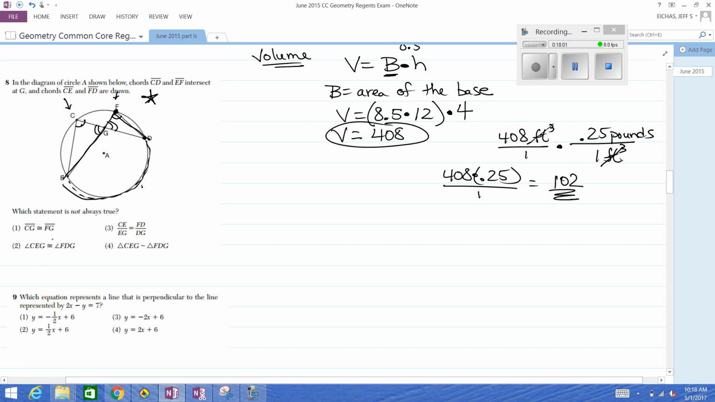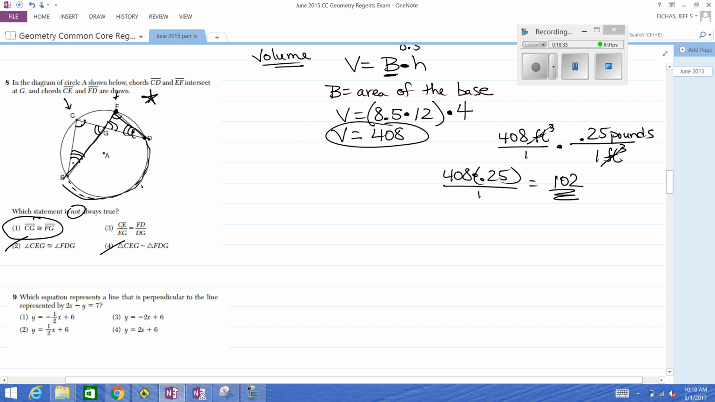Angle CEG, that would be this one. Is that congruent to angle FDG? Yes, that is. They're, again, inscribed angles opening up to the same intercepted arc. The triangle CEG, just follow the path. Yes, that's the similarity statement. That's true. Which one's not true, remember? Do we know for sure if CG is congruent to FG? No, we don't know for sure.